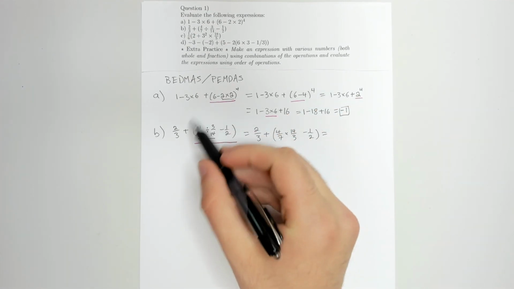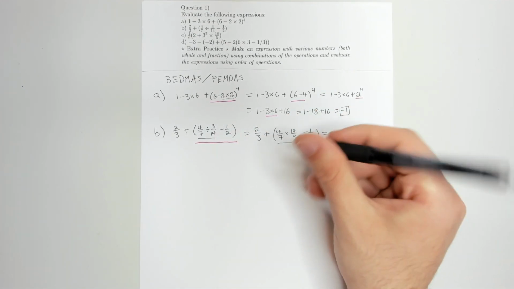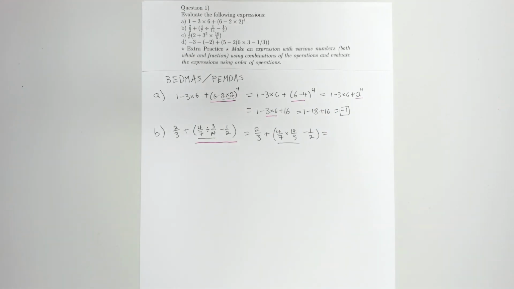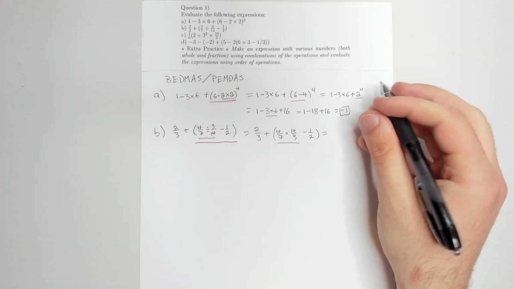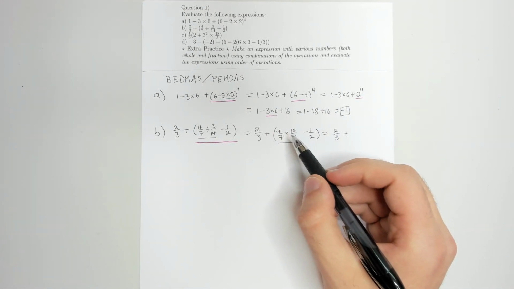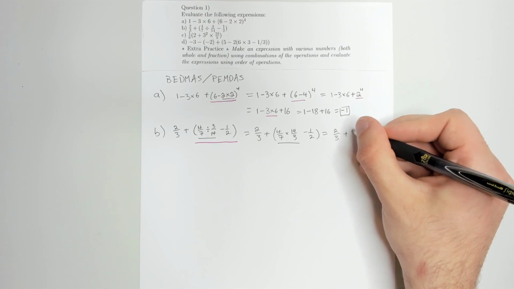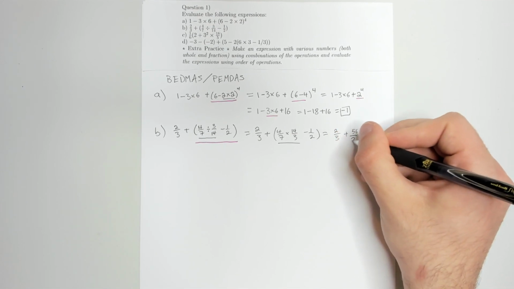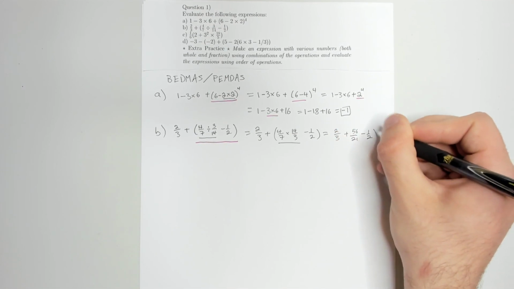Okay, so we didn't really evaluate this yet. We still have to do that. We just put it into an equivalent form that's going to make it easier for us to evaluate. 4 times 14, that is going to be 56. So we get 56. 7 times 3 is 21. And we're subtracting a half.